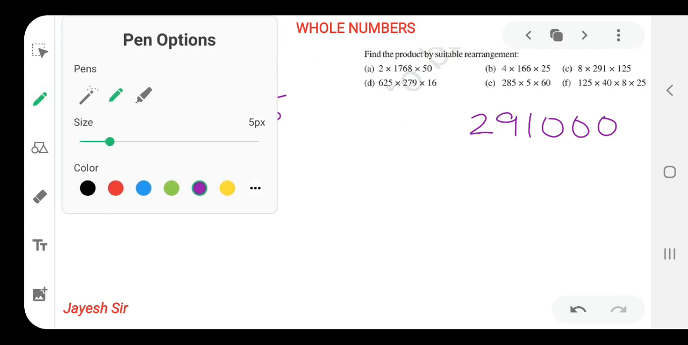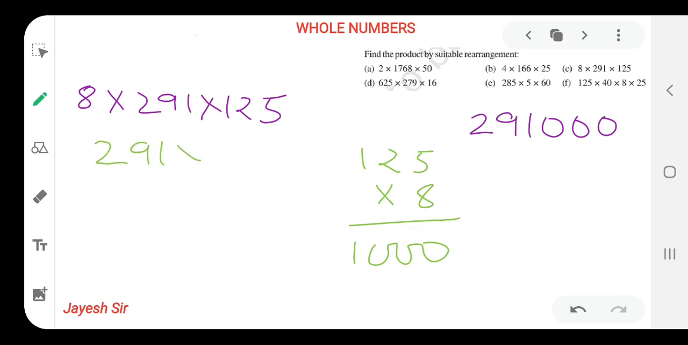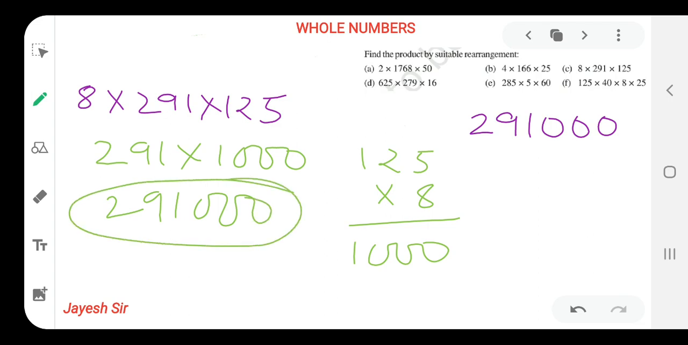125. Now, which number you should use? I am using the best number, that means 125 multiplied by 8. I know the answer is 1000. Now 291 multiplied by 1000, that means the answer is, so this is my answer. I already written this answer over here, you can see. So my answer is correct.